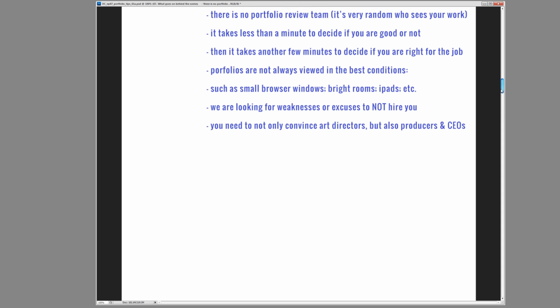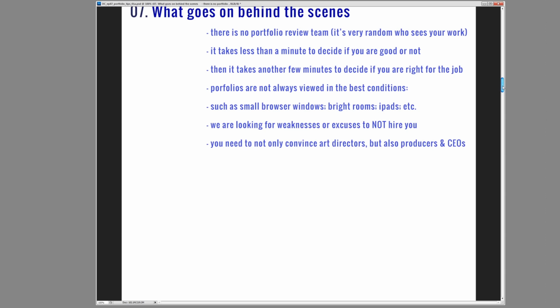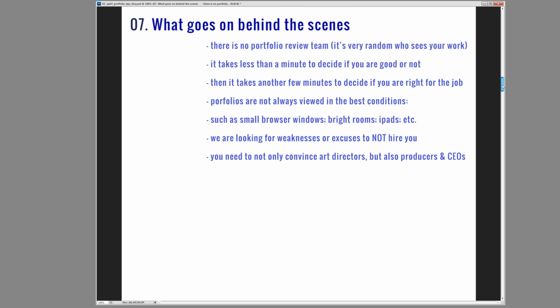People look at your work and not just always art directors. In fact, sometimes in the film industry, the art directors don't even see your work until you start working. They're being seen by producers. They're being seen by directors. Basically, sometimes people who are not from the art or design industry are making a judgment on your portfolio.